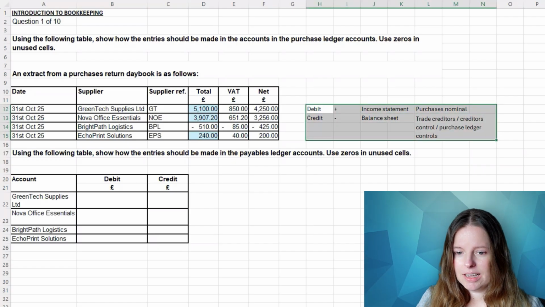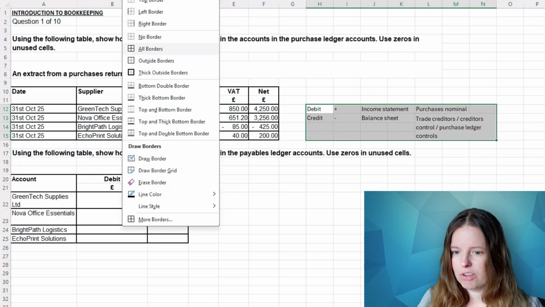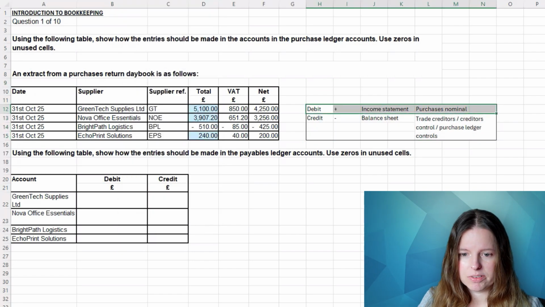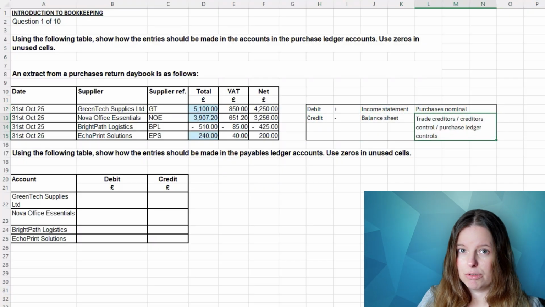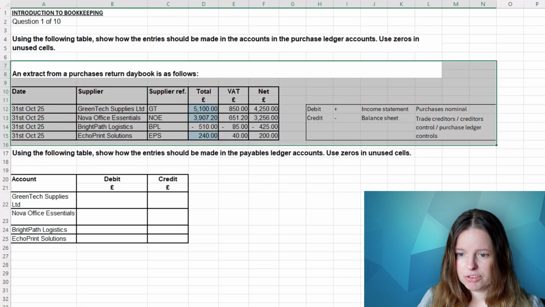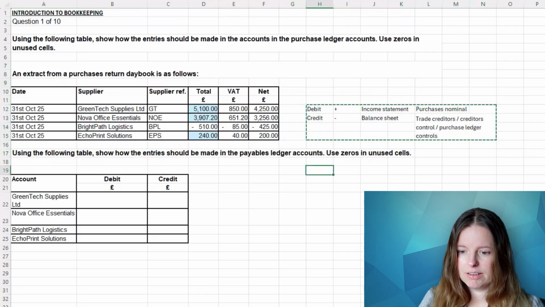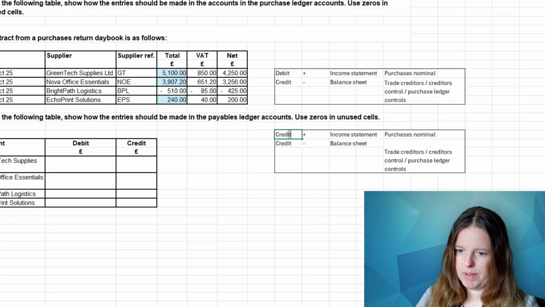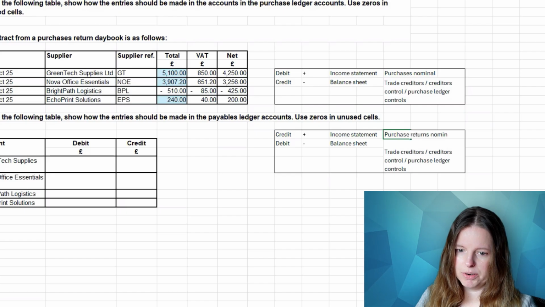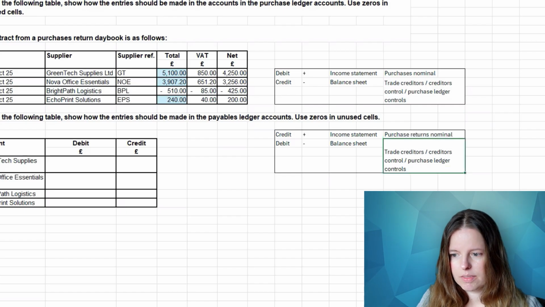So that would be how we would normally record a purchase on credit, as in where we haven't paid the supplier immediately. So if we had, it would be debit income statement to the purchase nominal and credit to the bank. But because it's on credit, it goes to credit trade creditors. Okay. However, with a purchase return daybook, we've got to flip this on its head, and it would be a credit to the purchase returns nominal and a debit to the balance sheet.